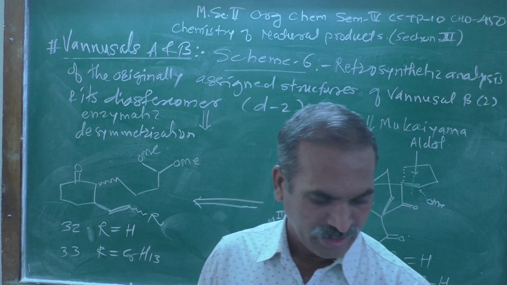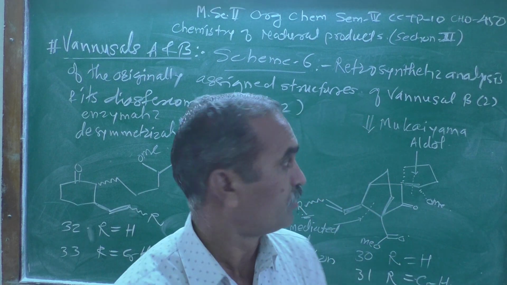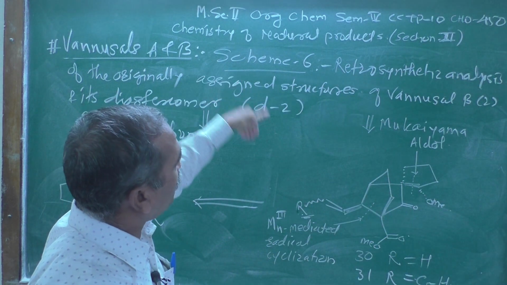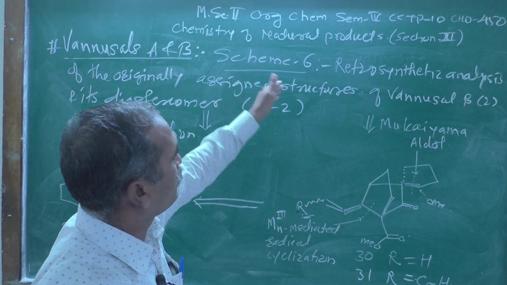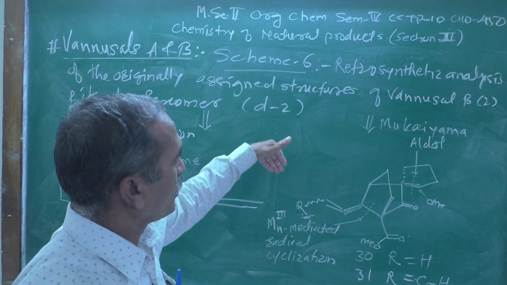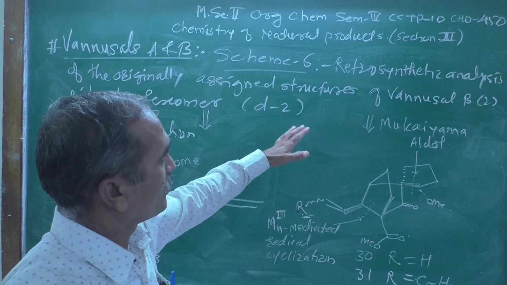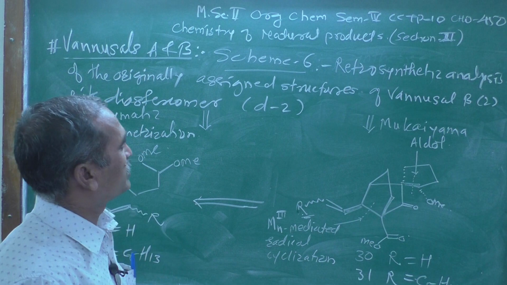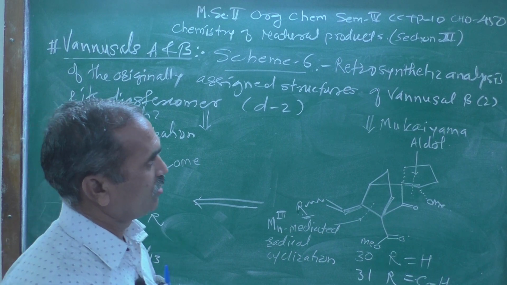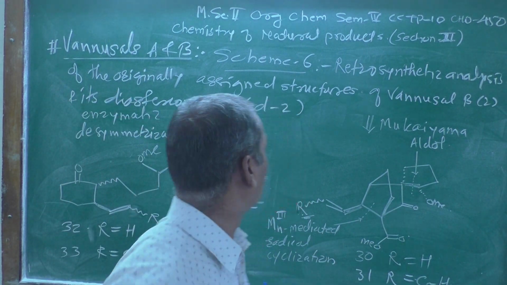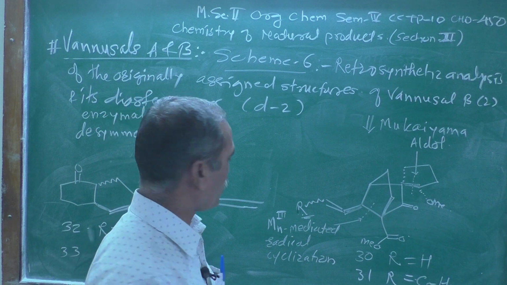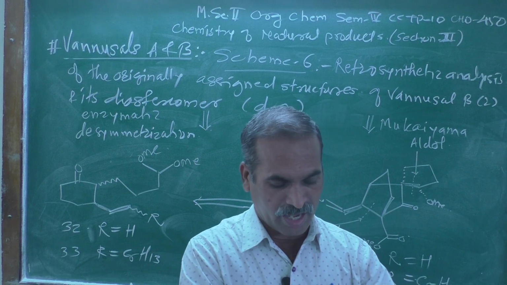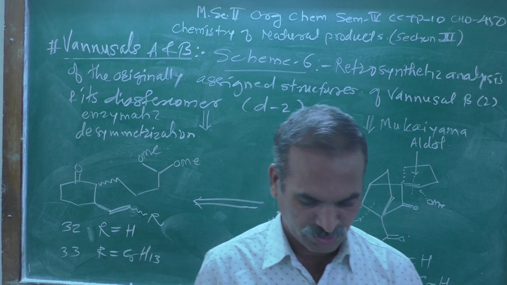retrosynthetic analysis which we have represented or depicted here in scheme number 6. The heading of that scheme number 6 is nothing but a retrosynthetic analysis of the originally assigned structures of vanosol B2 and its diastereomer D2. D2 is nothing but a diastereomer which is shown over here.